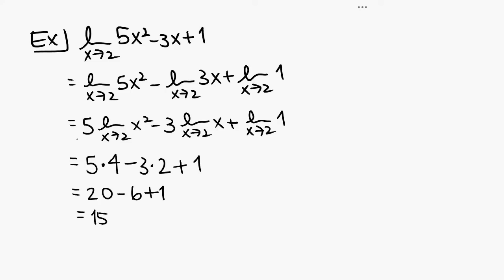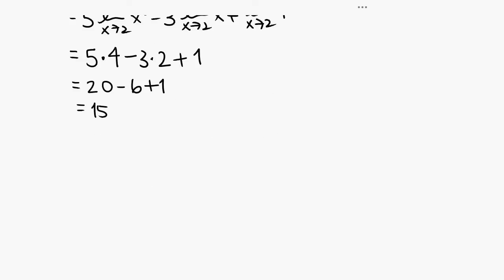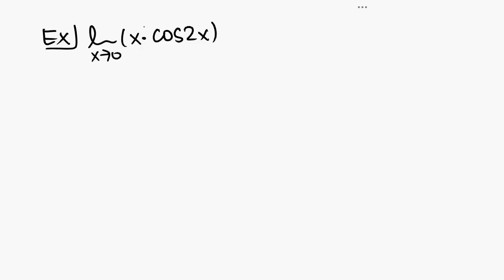Okay, so that's showing my first two properties, which is taking out a constant and adding and subtracting different functions within a given limit. And so the second example that I'm going to go over is going to be with multiplication. So I have the limit as x approaches 0 of x times cosine of 2x, and that is equal to the limit as x approaches 0 of x times the limit as x approaches 0 of cosine of 2x.